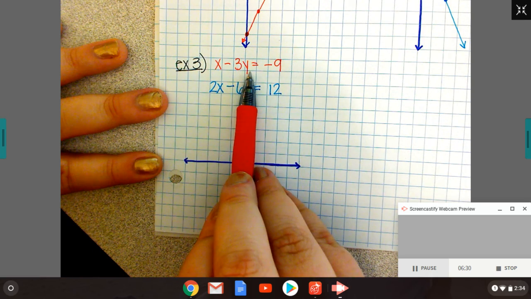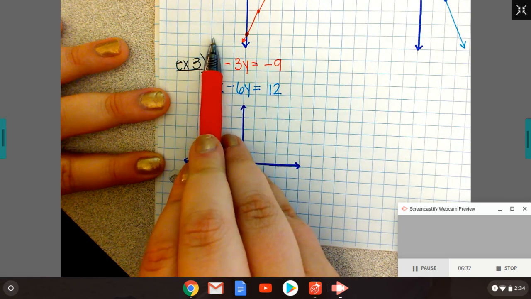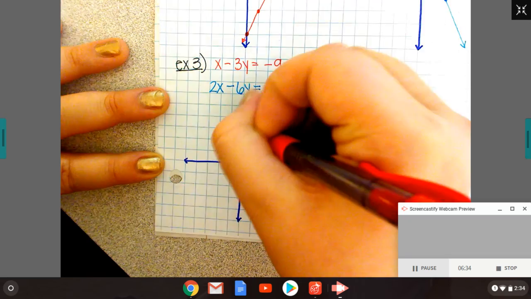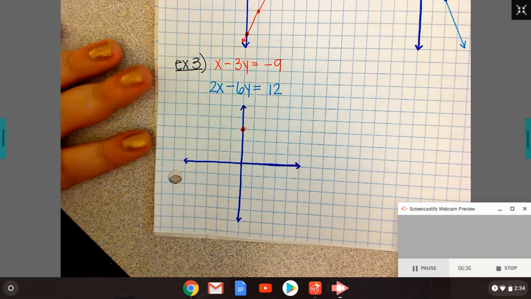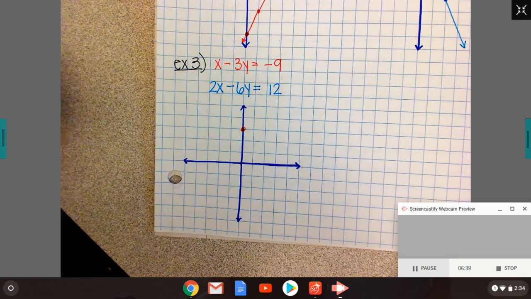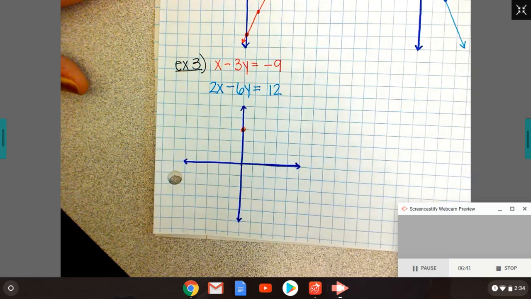Let's look for our y-intercept. That would be when x is 0, so that would be y equals 3. So at least I've got that to start with. And then if I can get my slope, then I can graph the next point. So let's rewrite this guy.